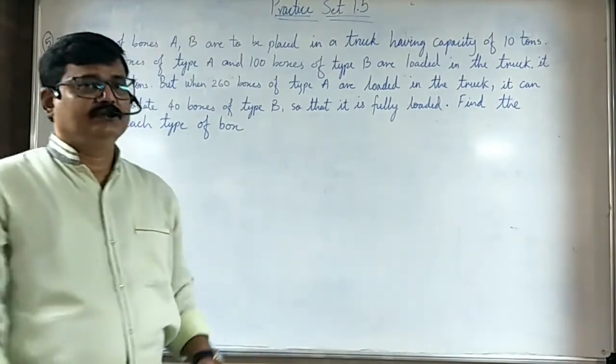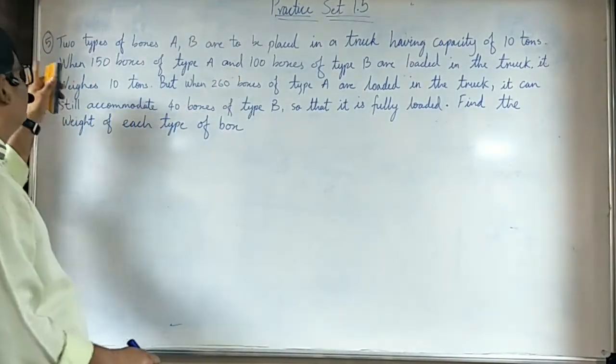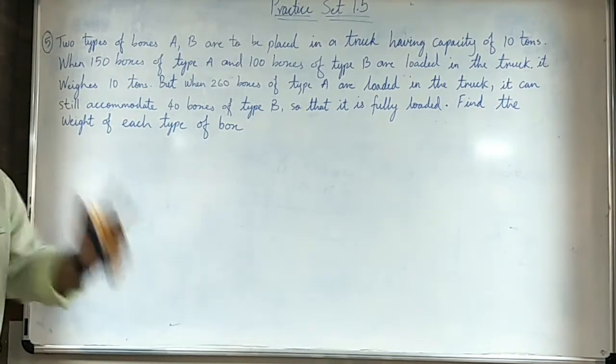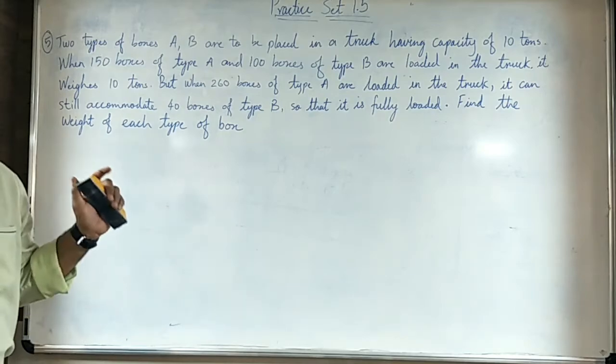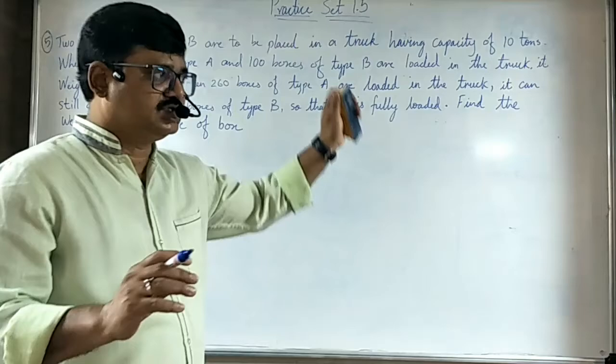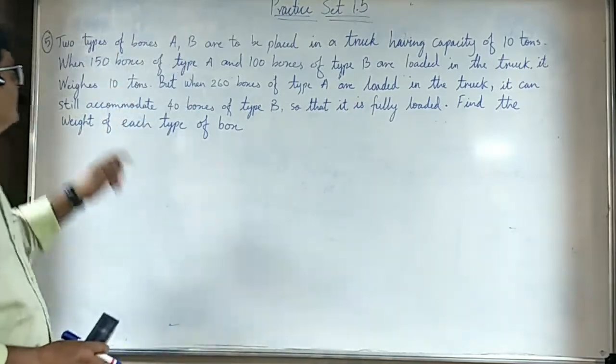Okay students, now let's go to practice set 1.5. We are going to go to question number 5. Now question number 5, we will first read the question. First just read the question. Don't do anything. Yesterday I showed you the rules which are there. Do you remember? First you will read the question.